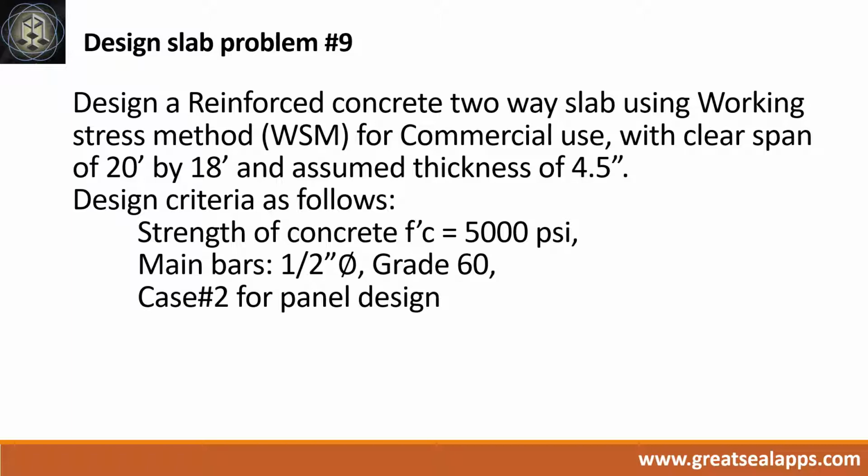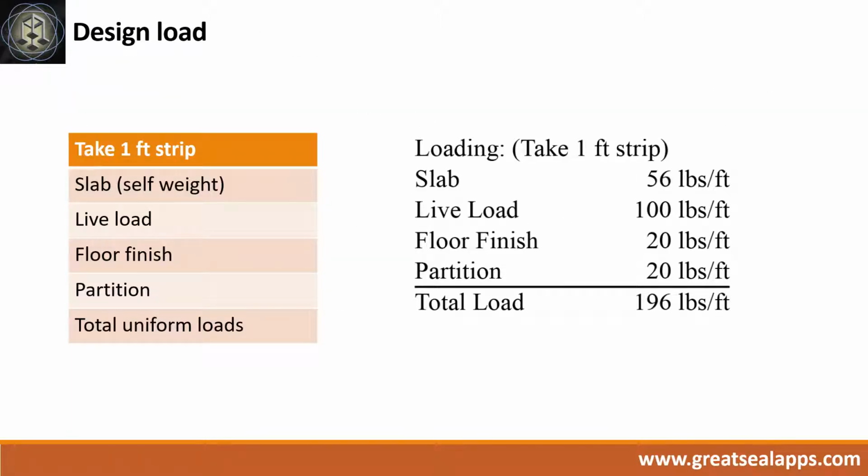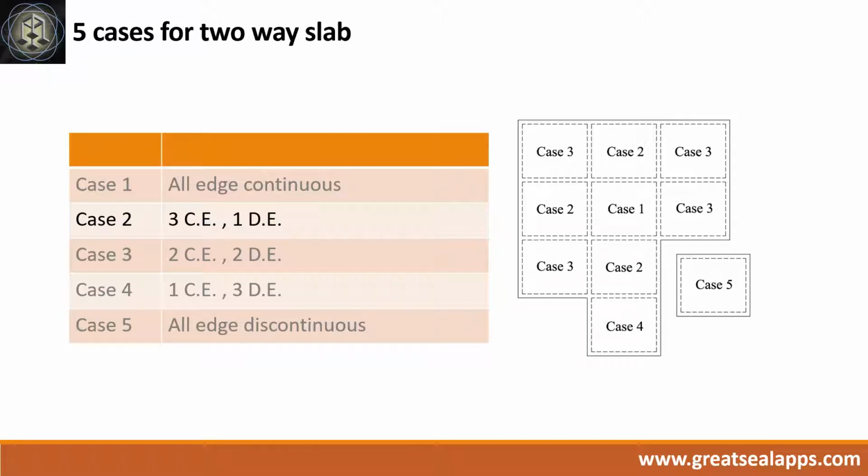Design criteria as follows. Strength of concrete, 5,000 psi. Main bars, half-inch diameter bar, grade 60. Case number 2 for panel design. The load for a 4.5 inches thick slab is 56 pounds per foot. A commercial live load is 100 pounds per foot. Floor finish is 20 pounds per foot and partition is 20 pounds per foot for a total load of 196 pounds per foot. Use Case 2 panel design.